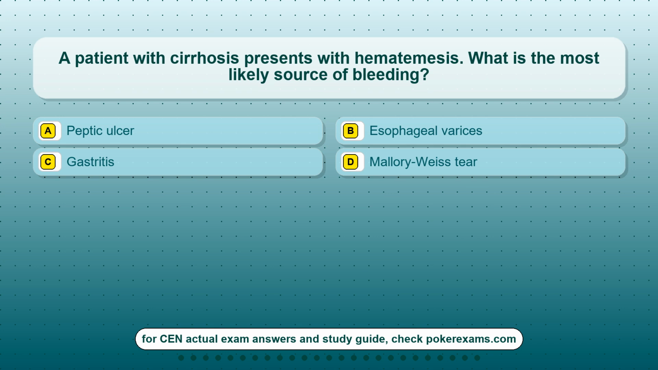Question 9. A patient with cirrhosis presents with hematemesis. What is the most likely source of bleeding? Option A, peptic ulcer. Option B, esophageal varices. Option C, gastritis. Option D, a Mallory-Weiss tear.